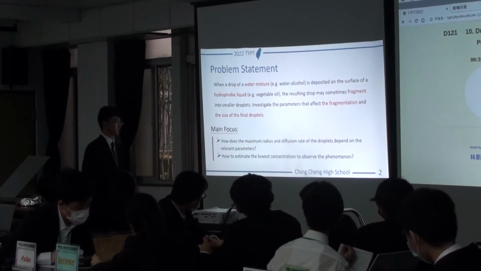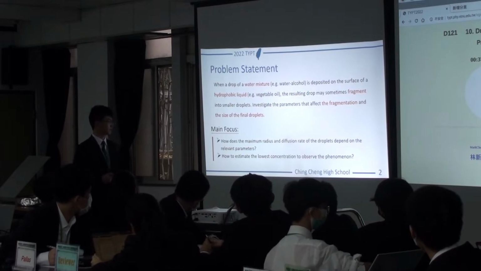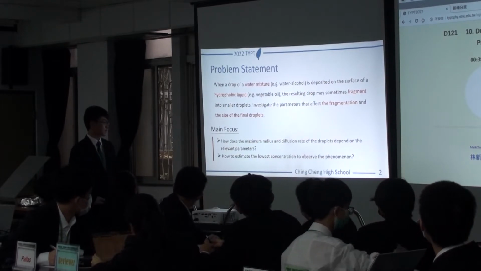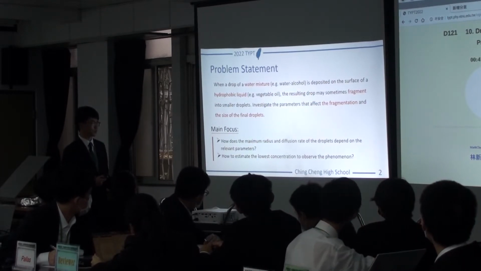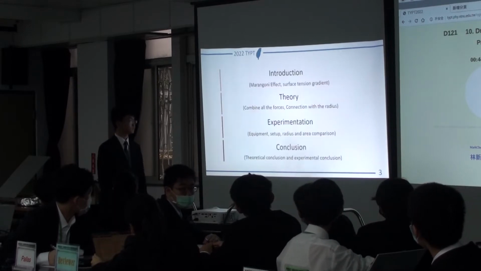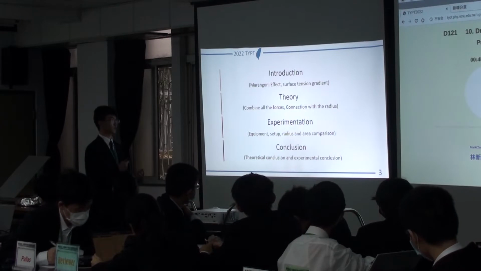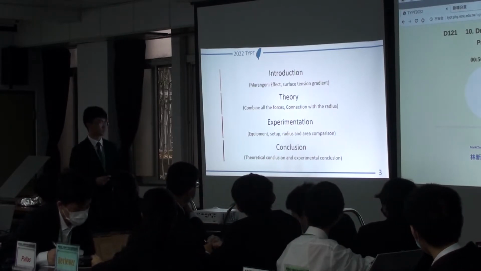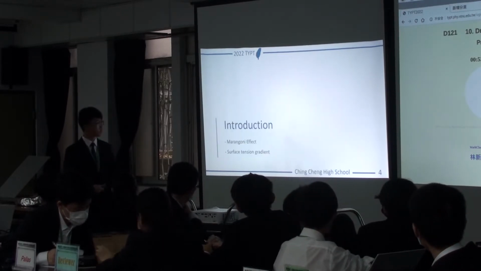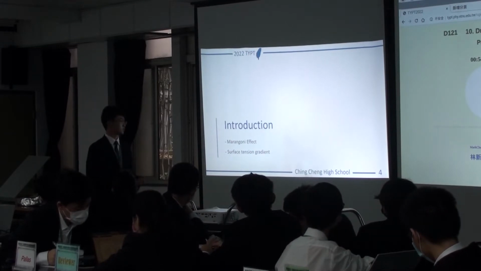The radius and diffusion rate of the droplet depend on the parameters, and we estimate the concentration needed to observe this phenomenon. And this is our process we are going to present today. Let's begin with the introduction, next the theory, then the implementation, and then the conclusion. Let's come to our introduction part.